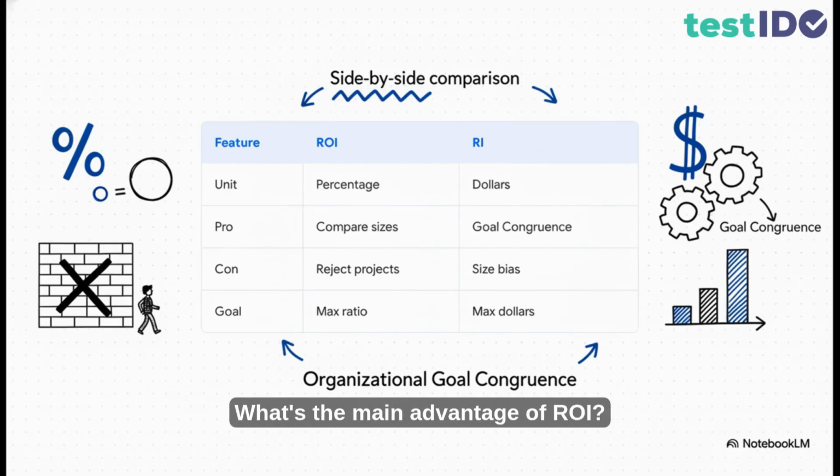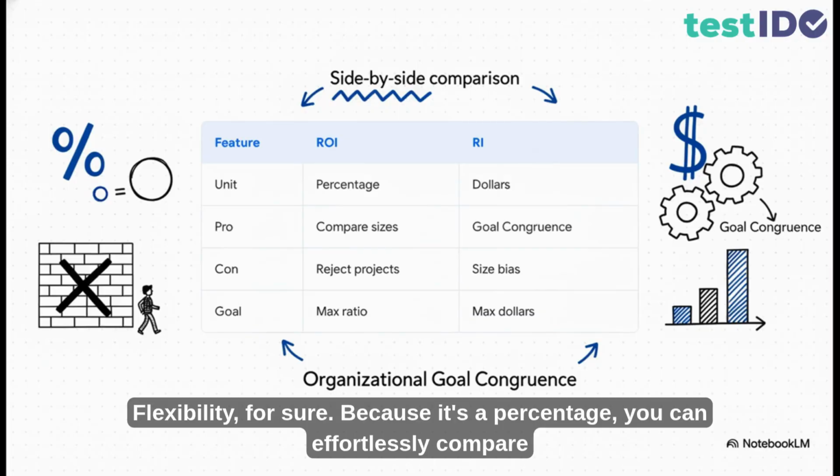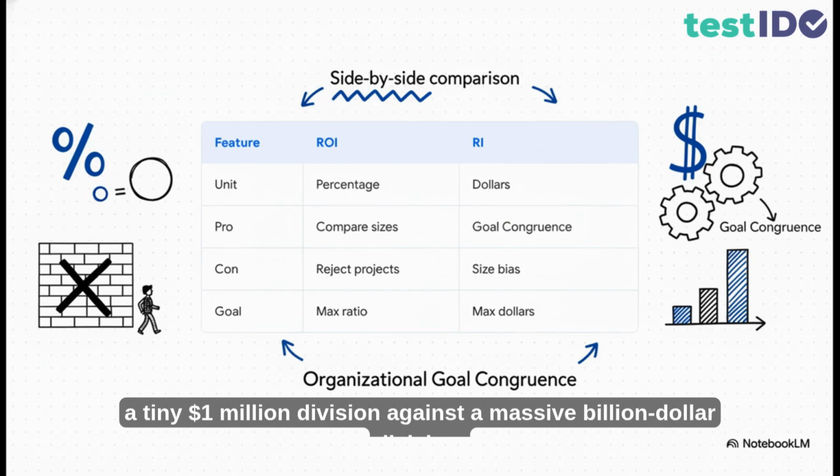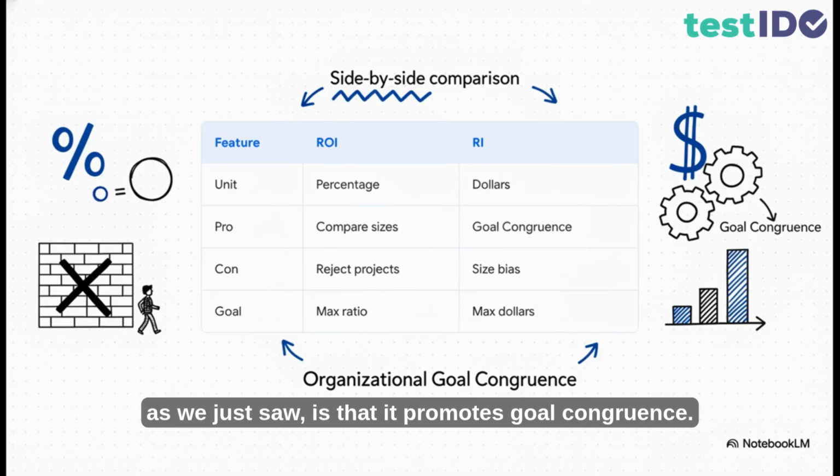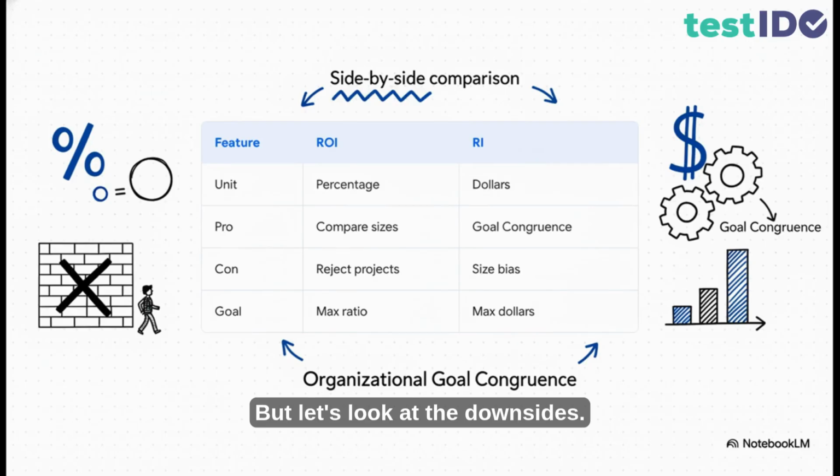What's the main advantage of ROI? Flexibility, for sure. Because it's a percentage, you can effortlessly compare a tiny $1 million division against a massive billion-dollar division. It's basically making apples to oranges super easy. Now, RI's main advantage, as we just saw, is that it promotes goal congruence. But let's look at the downsides.